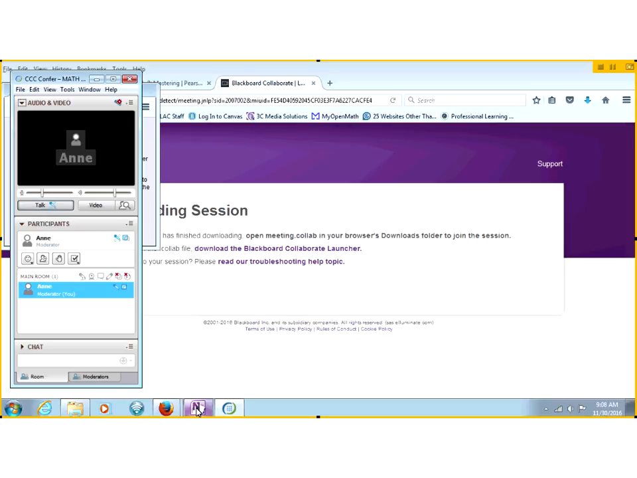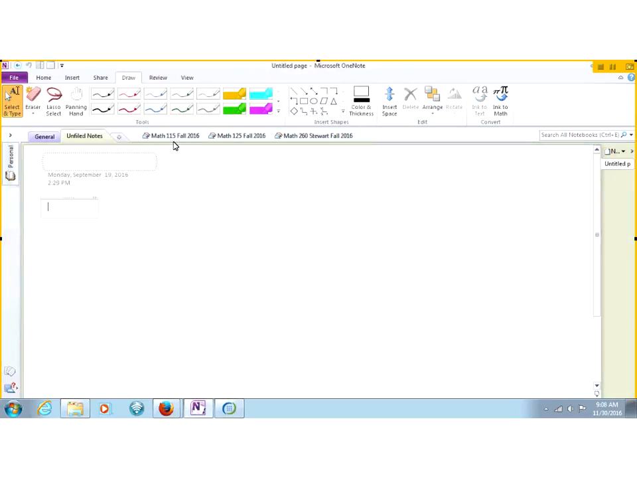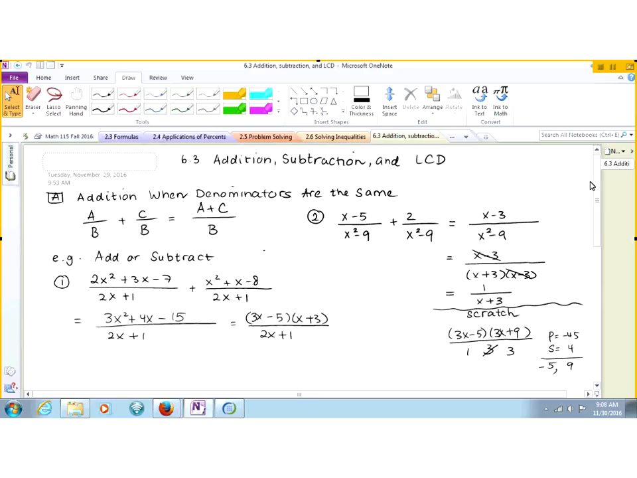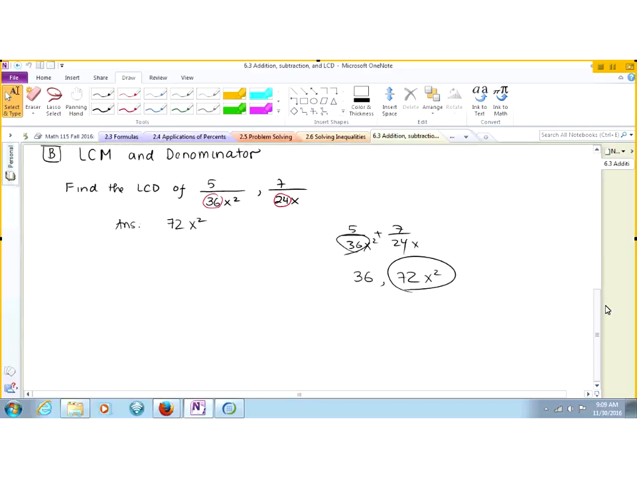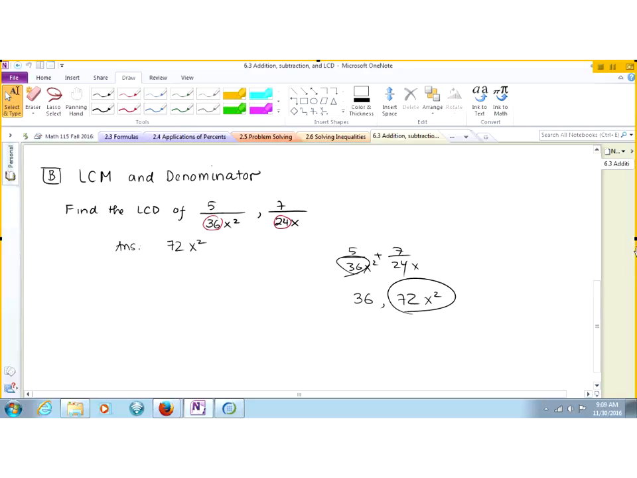We are doing LCD. So Math 115, here. Addition, subtraction, and LCD. So this is where we stop, right? Now, find the LCD of 5 over 36x squared and 7 over 24x.